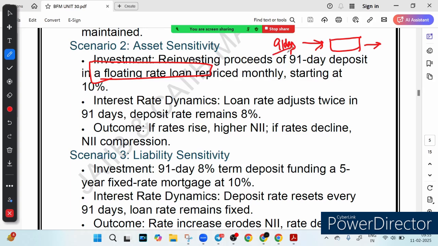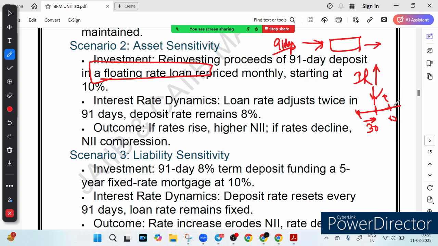Okay, what will happen? Now let's talk about it. Suppose the interest rate increases. If the interest rate rises, the loan interest increases twice within 91 days, because the interest rate changes every month. So this is the first month. After the first month, that is after 30 days, the interest rate will rise, and after 60 days the interest rate will rise also. So within this 90-day period, we can see two times the interest rate is rising for the loan, while the deposit cost will remain the same.